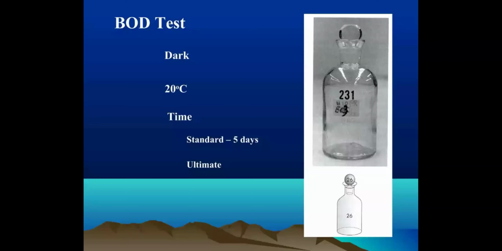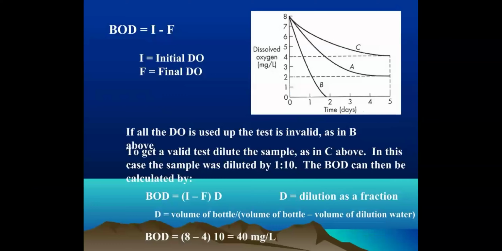So, the BOD test. This is the room arrangement: dark, 20 degrees Celsius, standard time of 5 days. This is the sum of the graph. I is equal to initial dilution oxygen, F is equal to final. If the DO is used up, the test is invalid. To be valid, dilute the sample as in B above. You can see the graph.